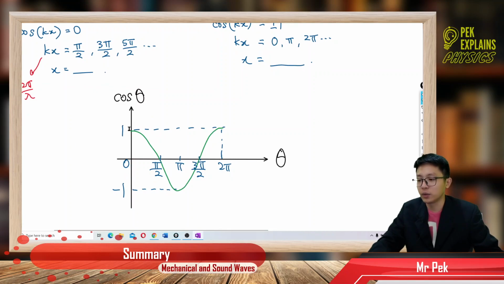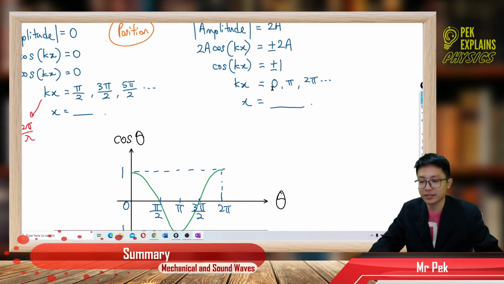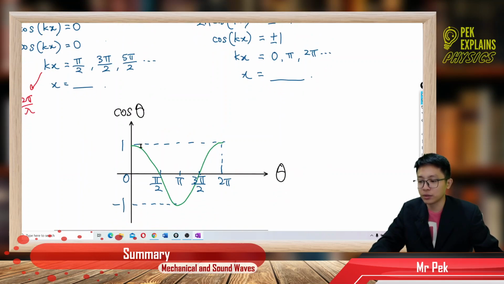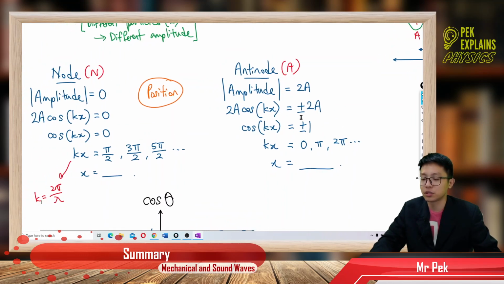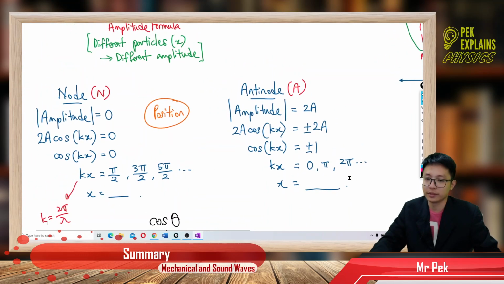Yeah, cos theta equals 1 when theta is 0. And cos theta equals negative 1 when theta is pi. Cos theta equals 1 again when it is 2 pi. So you can predict the next ones should be 3 pi, 4 pi, 5 pi. Okay? Divide by k again. Then you get the x. So that's how you get the position of node and antinode.